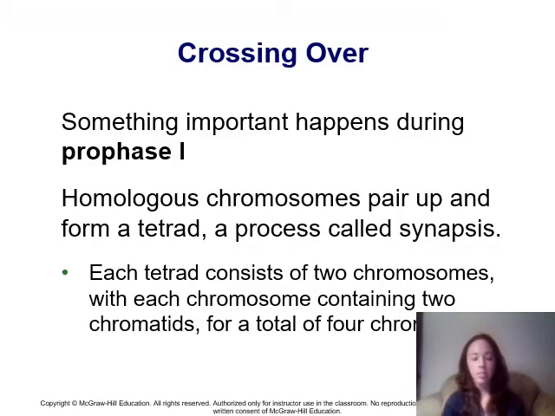So a couple slides ago, I mentioned crossing over, and this happens during prophase 1. And crossing over is really important in the formation of the gametes. So during crossing over, the homologous chromosomes will form something called a tetrad. It's called a tetrad, meaning 4, because 4 chromosomes are right next to each other.